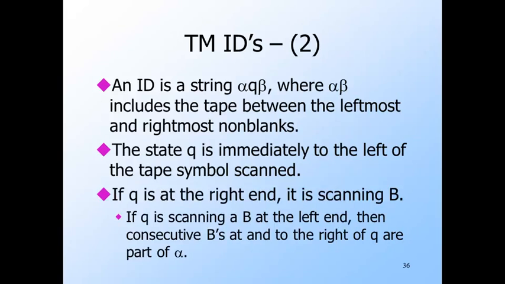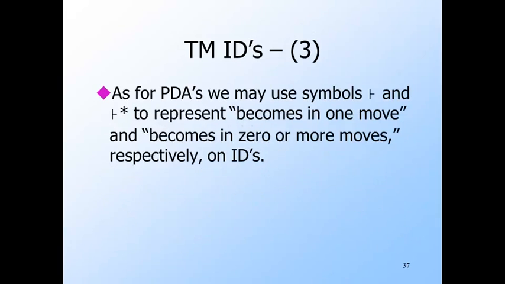Therefore, we can always identify q. As a special case, q can be at the right end of beta. If so, it means that the symbol being scanned is a blank. This can only occur if the Turing machine has just moved to the right and there are only blanks to the right. We use the turnstile notation to represent one move, and we use the turnstile star to represent any number of moves, including 0 moves. These are exactly as for PDAs.